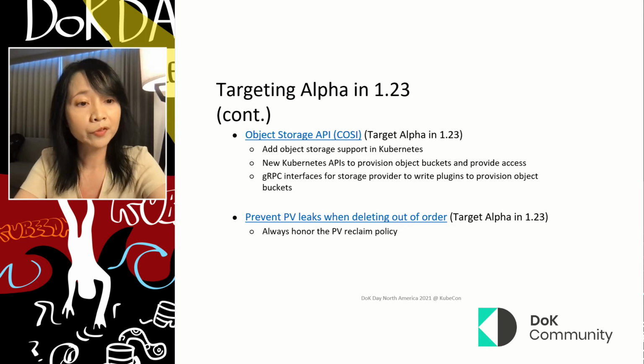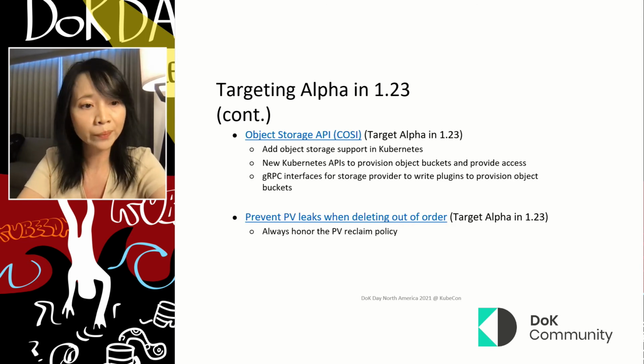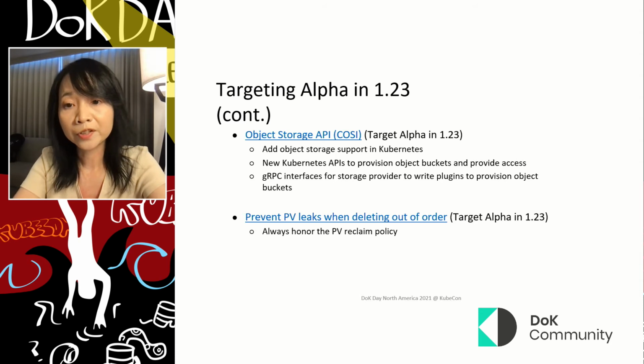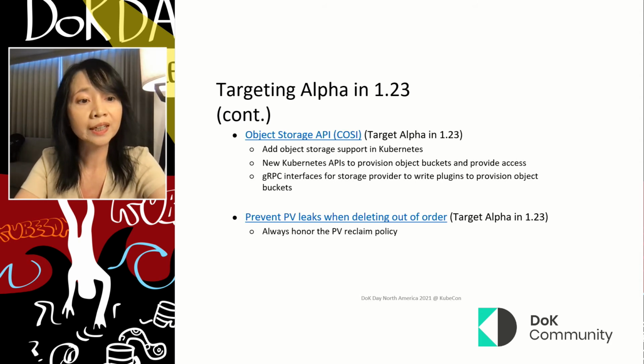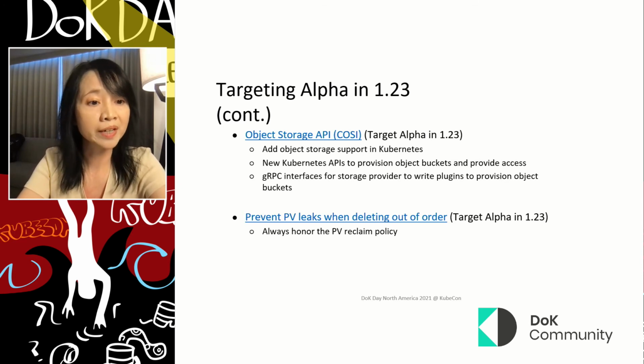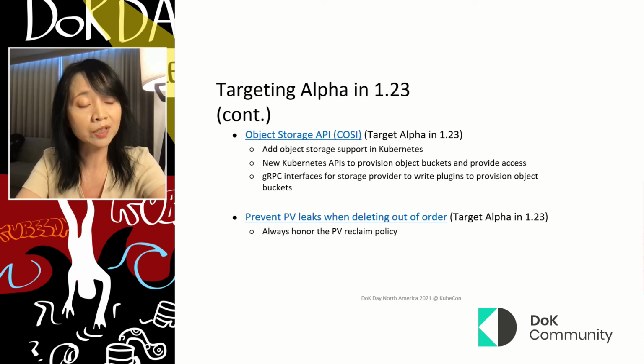And there are a few more features targeting alpha in 1.23. The first one on this slide is COSI, the Container Object Storage Interface. This is a sub-project in Kubernetes SIG Storage trying to bring object storage support to Kubernetes. This is modeled after CSI, but it is different from CSI. CSI is for provisioning file and block storage. A file or block volume is mounted on a pod so that the pod can access the volume. COSI is for provisioning object buckets.